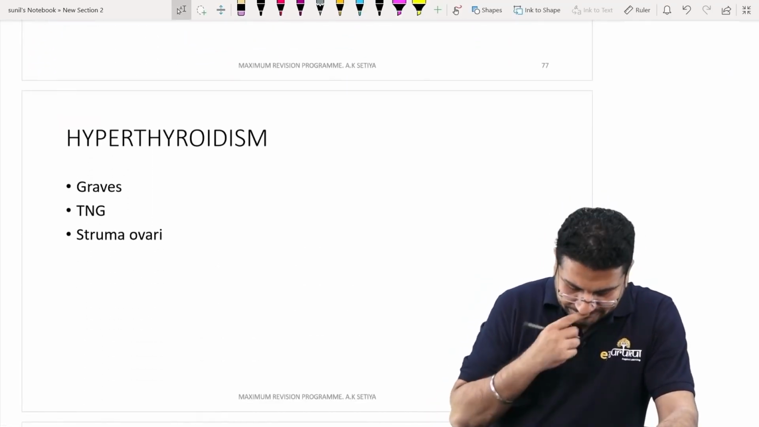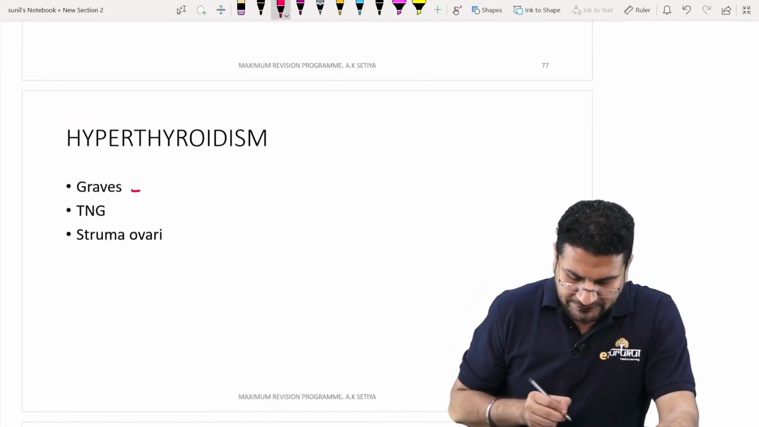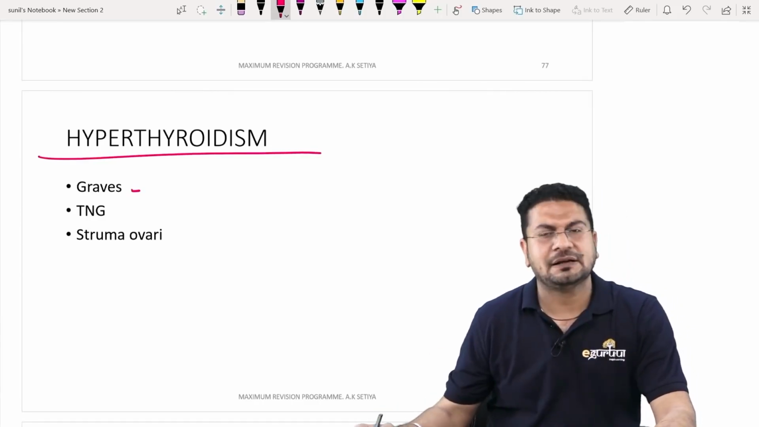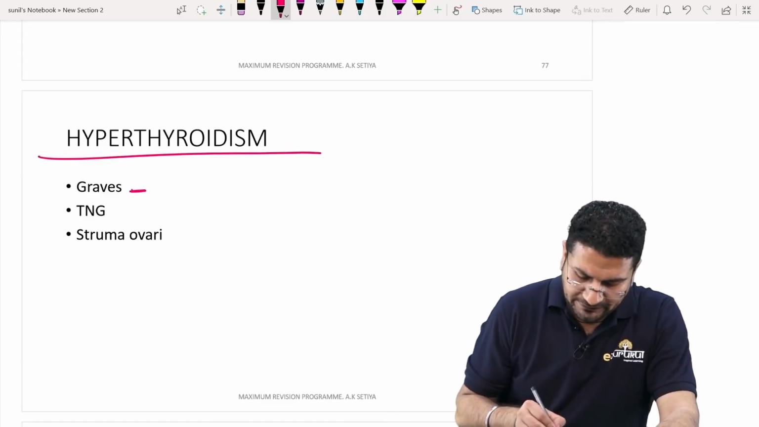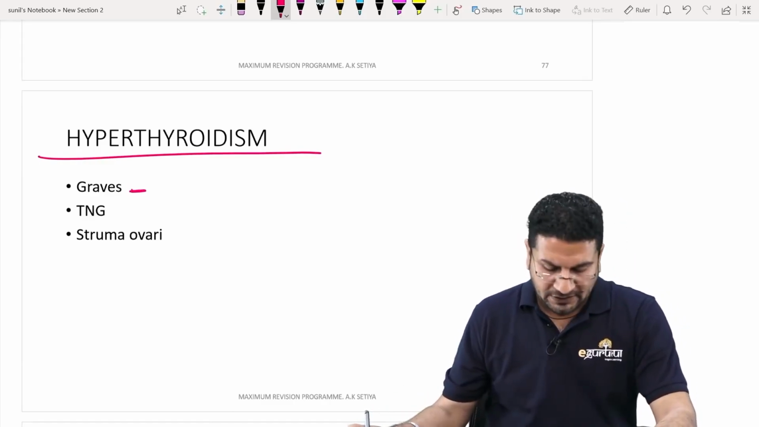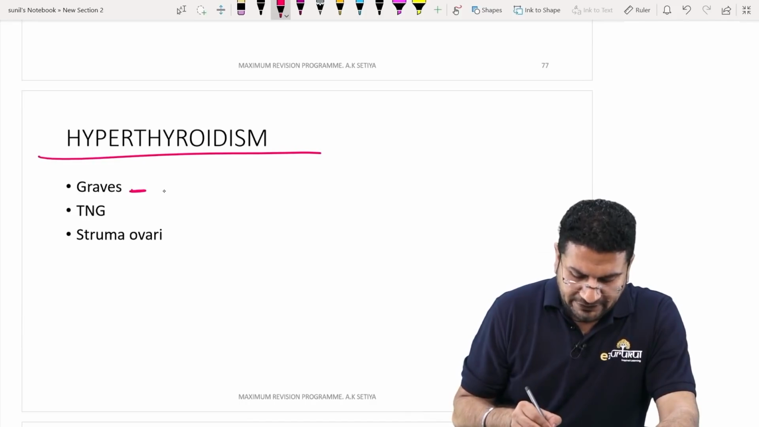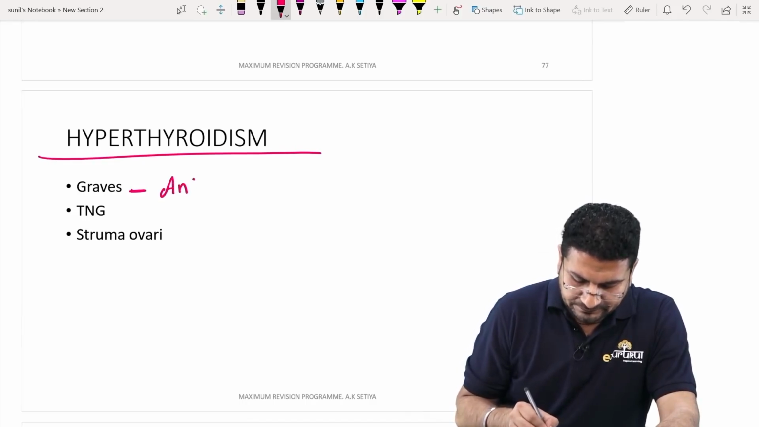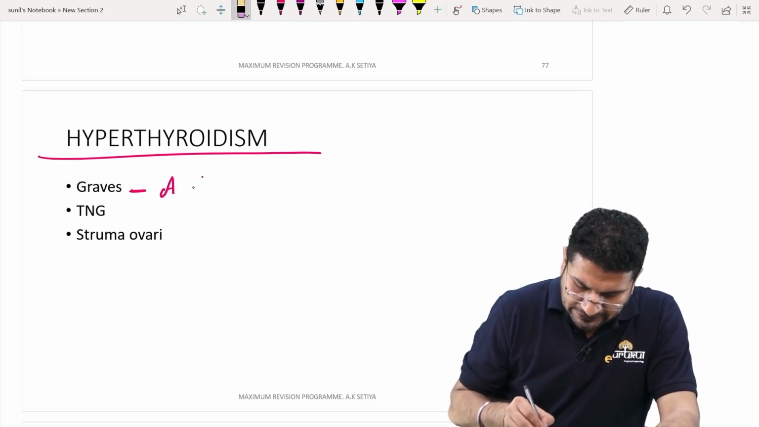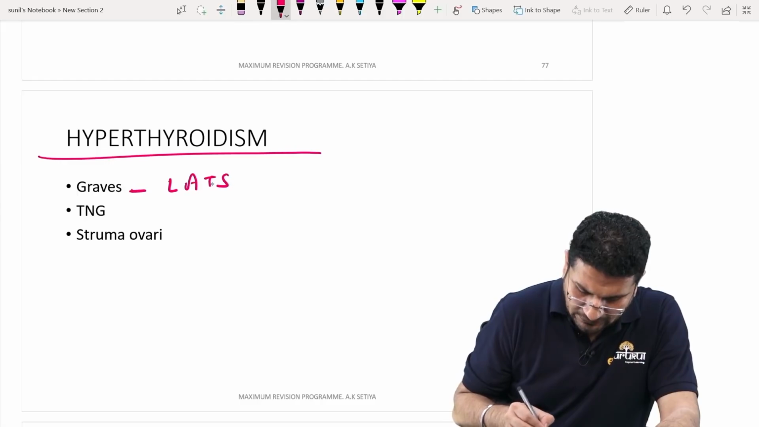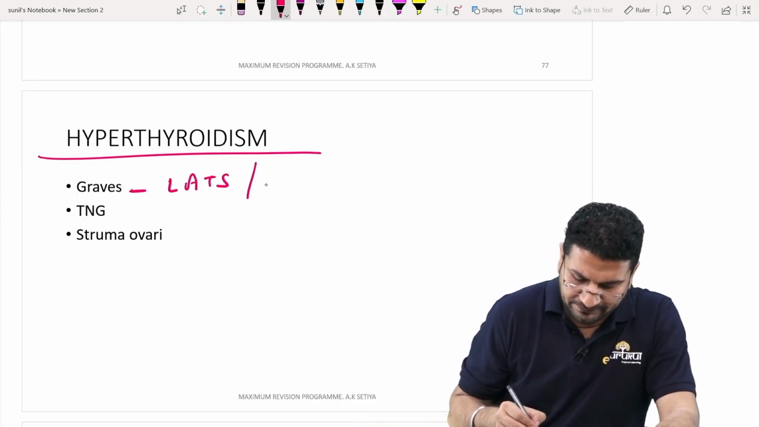Graves' disease. If I say Graves' disease, toxic nodular goiter, struma ovarii, these are causes of hyperthyroidism. Remember this, Graves is very, very important. If I say the name of antibody that we find in Graves, or I can use the term which antibody, this is what we call LATS, long acting thyroid stimulating antibody, or anti-TSI.